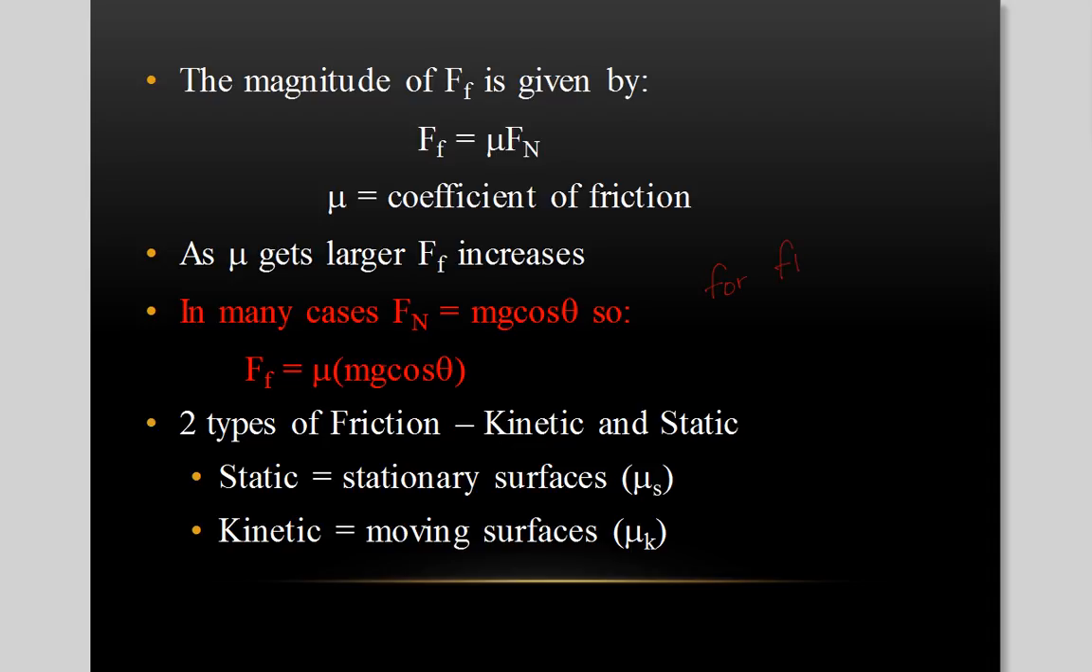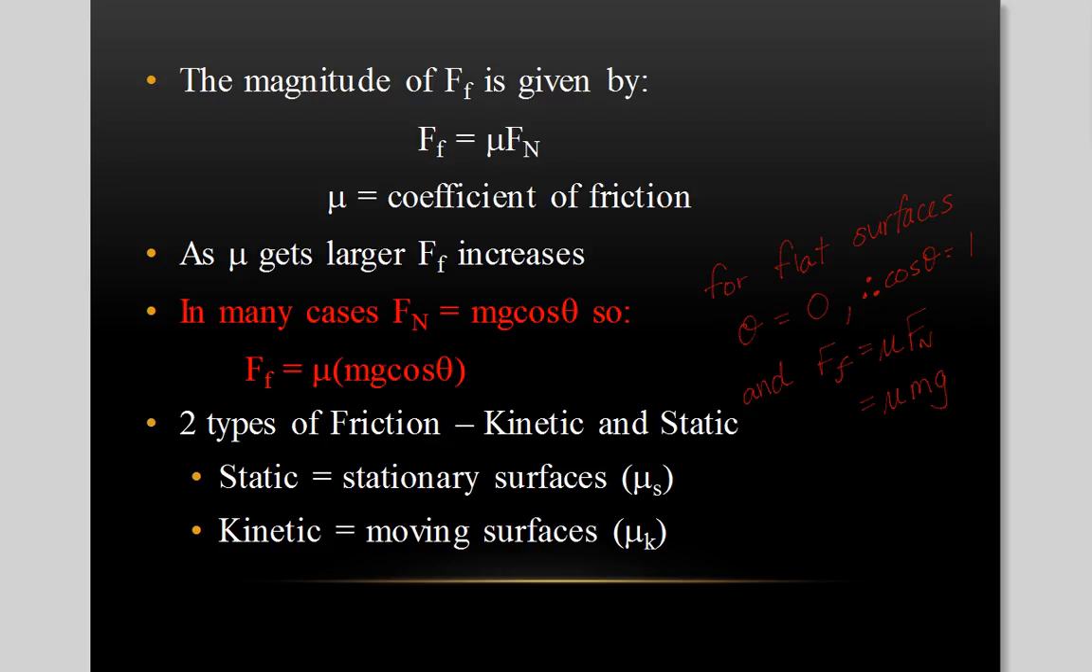For flat surfaces, theta equals 0. Therefore, cos theta equals 1. And Ff equals mu Fn, which equals mu mg.